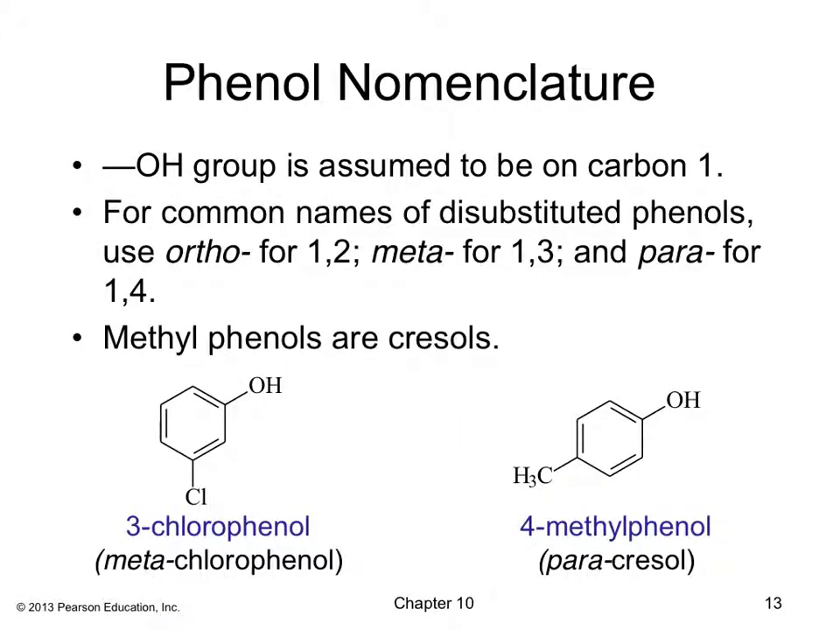In terms of phenol nomenclature, the OH group is assumed to be on carbon 1. And then for common names of disubstituted phenols, you can use ortho for 1,2, meta for 1,3, para for 1,4. And methyl phenols are known as cresols. So here's an example. This is 1, 2, 3, 3-chlorophenol or meta-chlorophenol. This is 1, 2, 3, 4, right? This is 4-methylphenol or para-cresol.